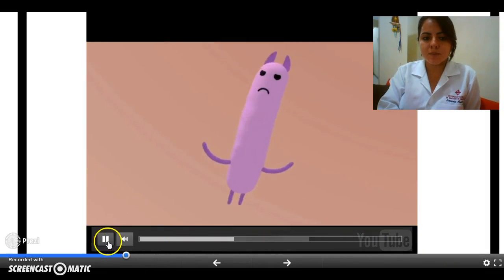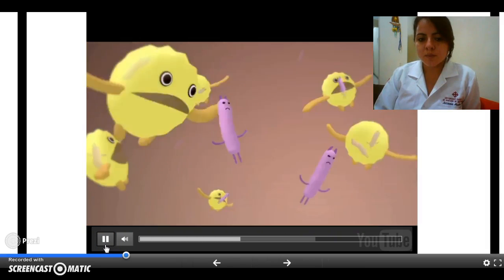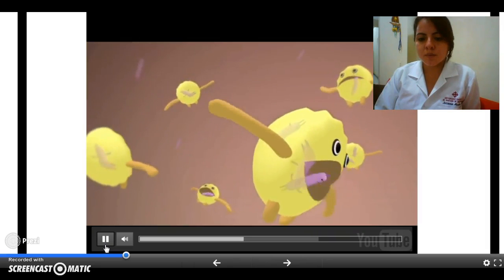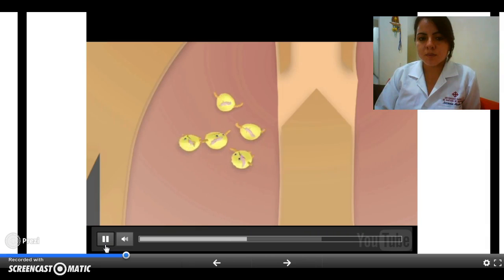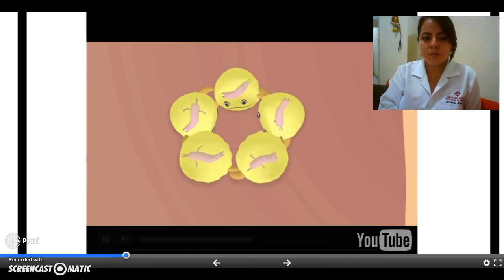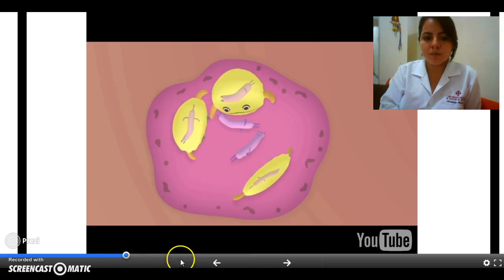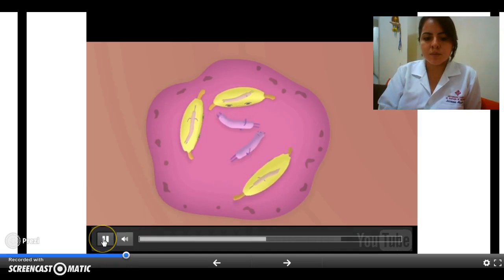The body detects the invasion and sends out its first line of defense. This includes special cells called macrophages, which engulf the mycobacteria and transport them to the lymph nodes, where they are neutralized. If they're neutralized, the person will have what is called latent tuberculosis. This means they're infected with the bacterium, but they don't have active TB disease, and they're not sick.